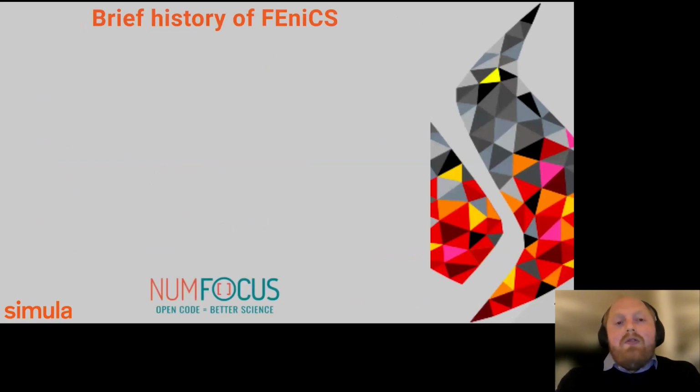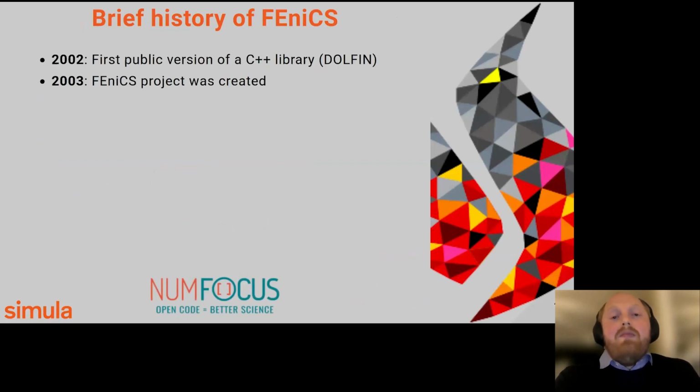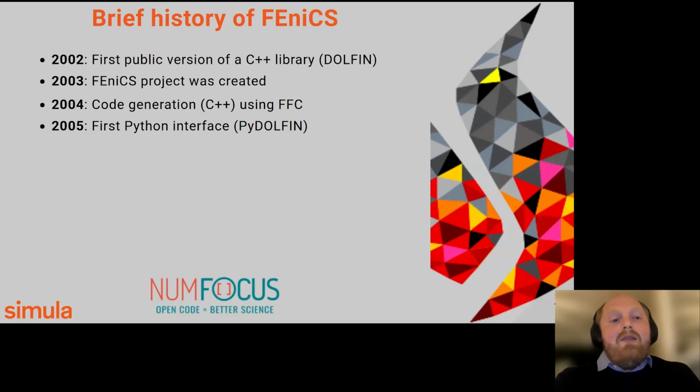So then we'll go into the history of the FEniCS Finite Element project. So that started all the way back in 2002 as a C++ library, a library called Dolphin. And then in 2003, multiple universities and researchers sat together and created the FEniCS project that then encapsulated the C++ library Dolphin. Then in 2004, the FEniCS project started using code generation. So instead of writing all the code that you need by hand for solving finite element problems, they figured, why not generate this code? And we will talk a lot about this throughout today's talk.